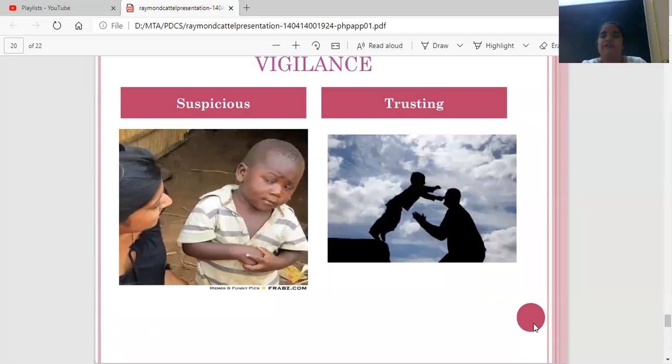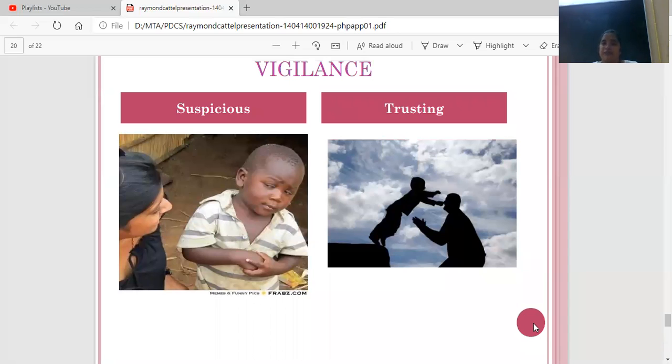Next, vigilance. Vigilance means whether you trust people easily or you are a suspicious kind of person. Some people don't trust anybody easily. They test people every now and then, and only then do they come to a conclusion. On the other hand, some people will trust any Tom, Dick and Harry who passes by. They are so innocent that anybody can fool them because they are not vigilant. You don't have to be a fool. You should be a trustworthy person, but you should have vigilance.